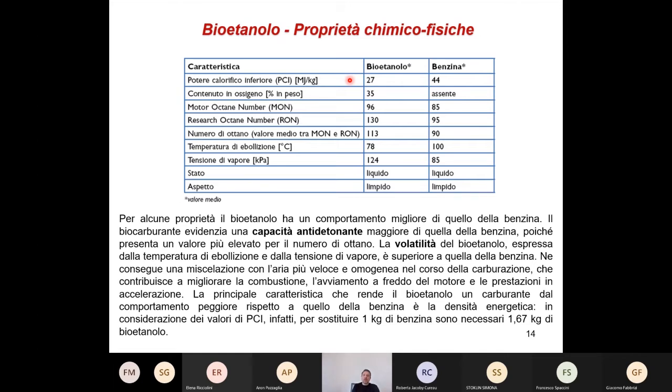Okay, so it's the main difficulty in entering this sector. So if we produce more bioethanol, we can't introduce more than 10% into the transport sector, because otherwise we could have problems with the engines.